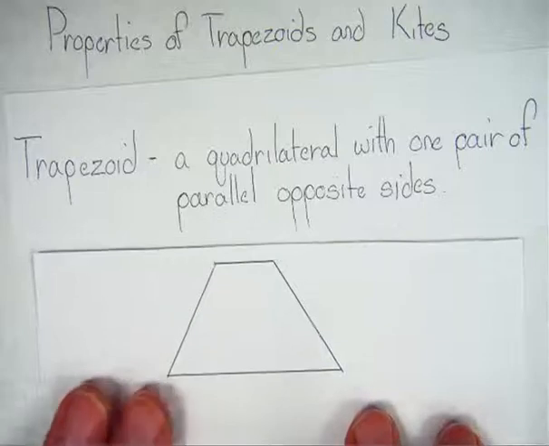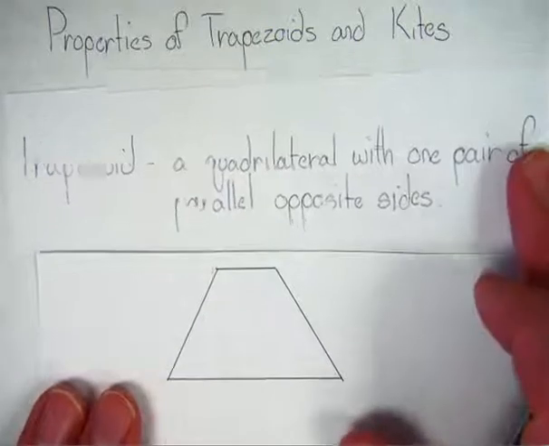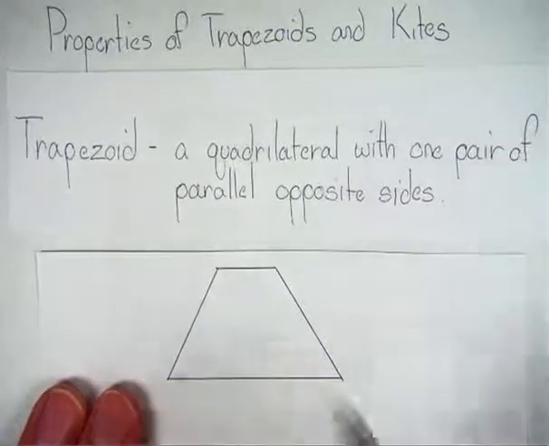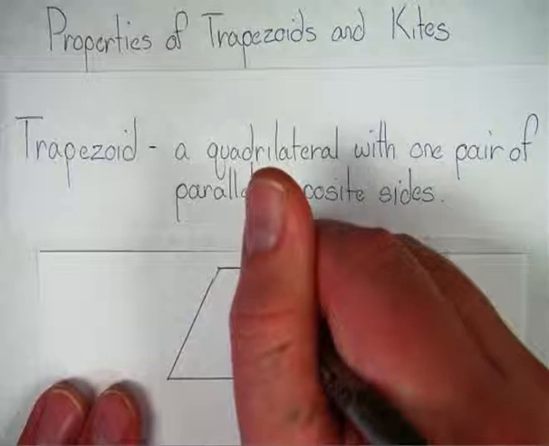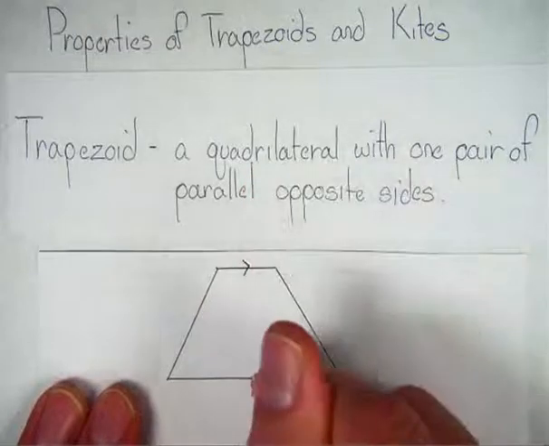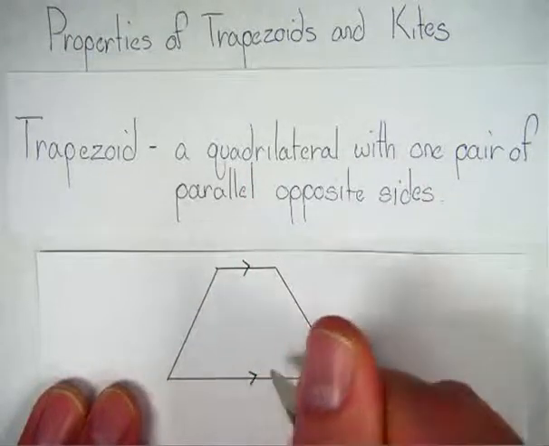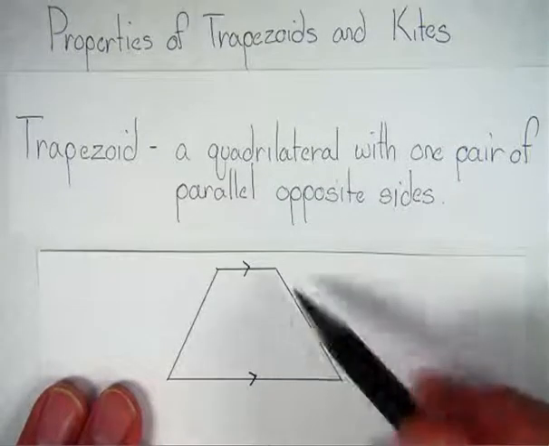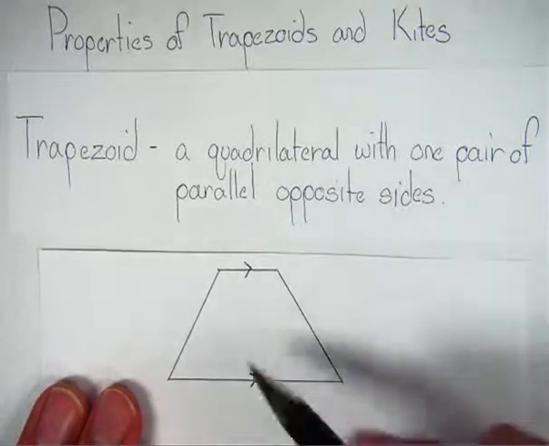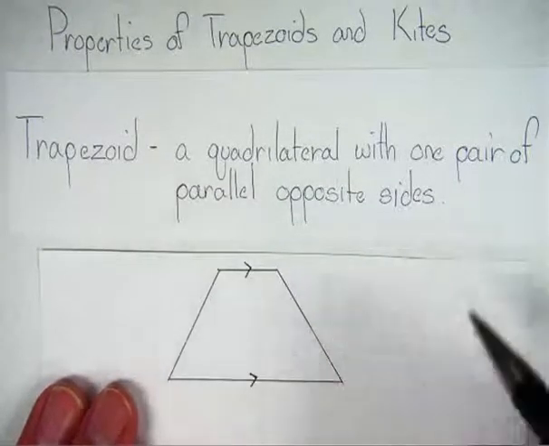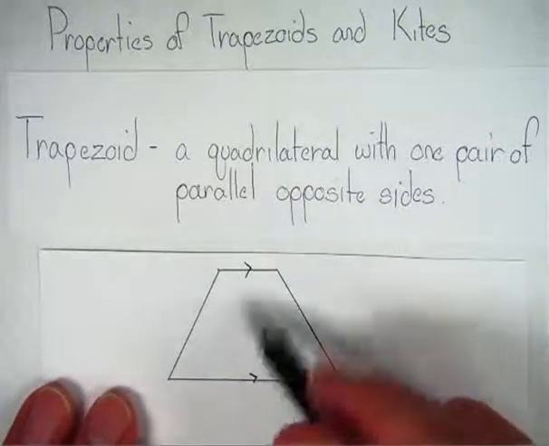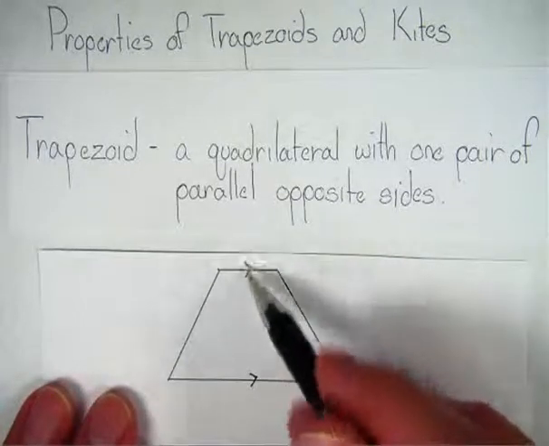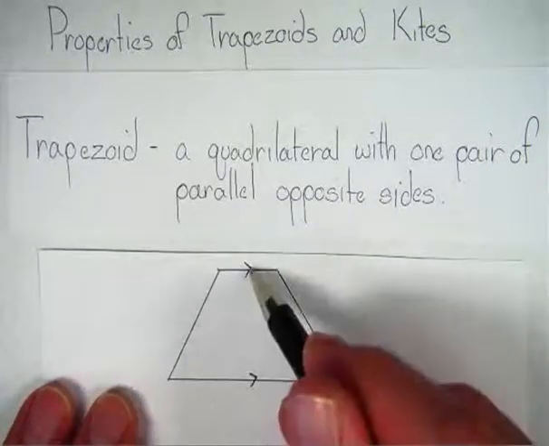only one pair of sides is parallel, and it's pretty obvious from looking at it that these pairs of sides are going to be the ones that are parallel. So that's what makes this a trapezoid. Now we can talk about some of the names and features for this. There are names for the sides.